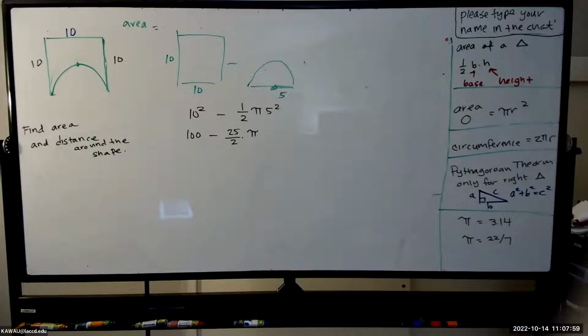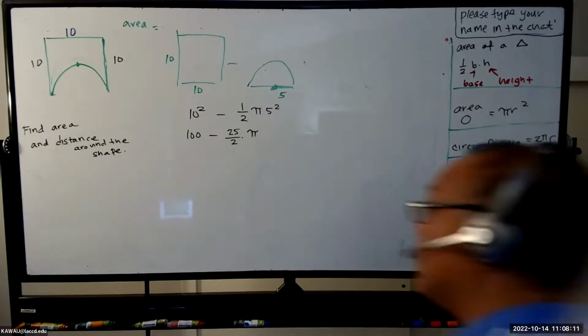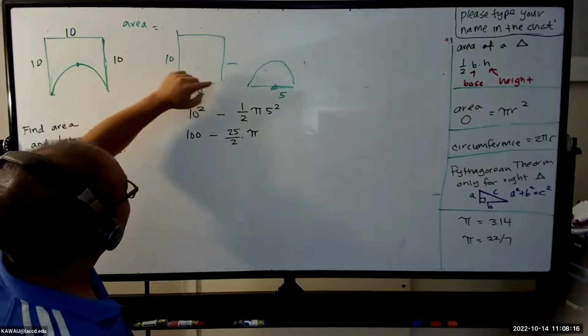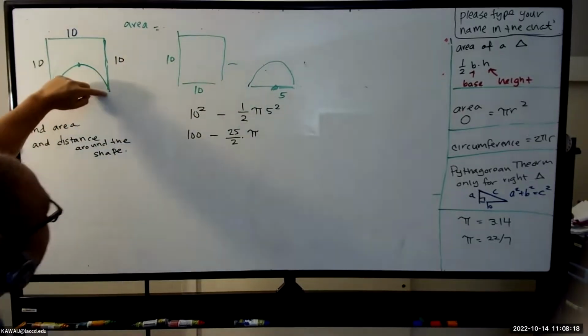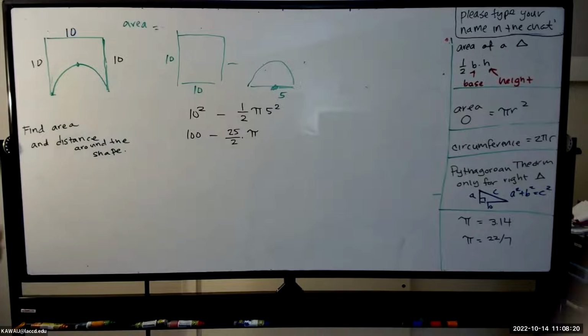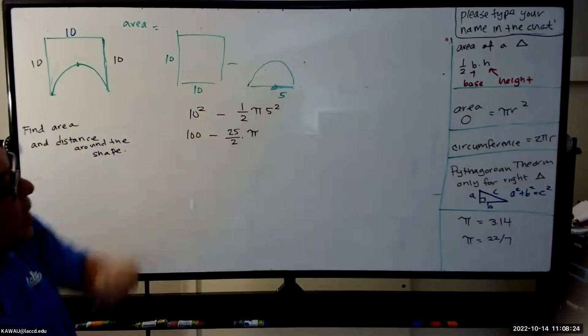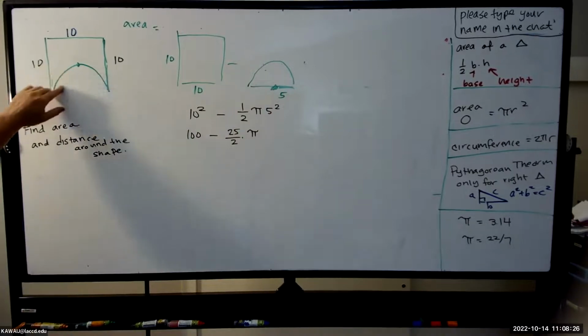Professor, I have a question. You said this 100 minus this one, 25 over 2 times pi. Why do you minus? Well, this whole shape would be 100, right? But this is smaller, right? Because we cut out this half a circle. So it has to be this minus the area of that, because it's less this portion.